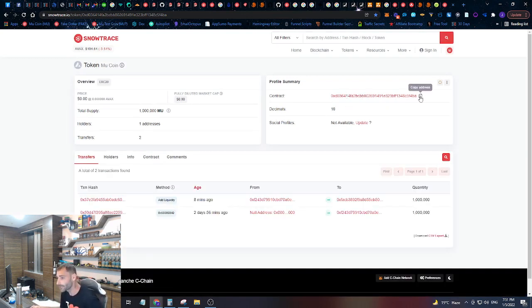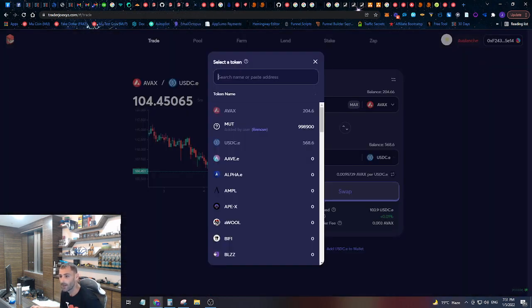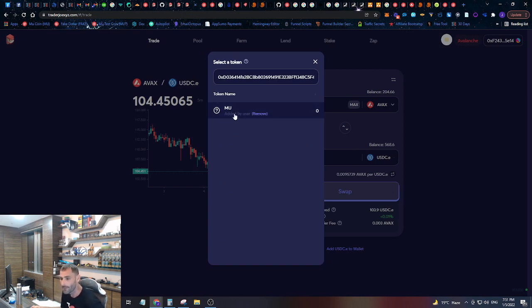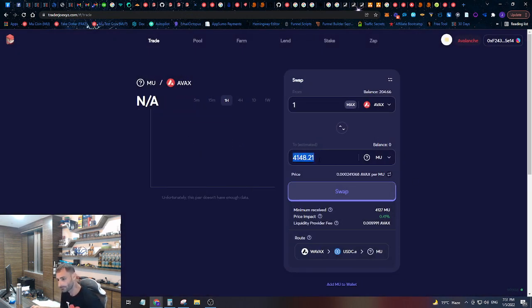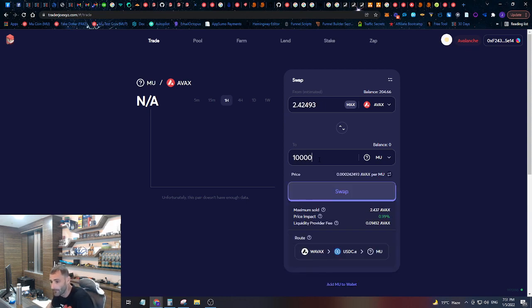So I'm going to copy this contract address of my Mu coin, and I'm going to come back over here to Trader Joe's and I'm going to pop that in there. Okay. So I'm going to go in and buy 100,000 Mu coin. And you can see this is going to cost me 26 Avalanche estimated. And you can look down here and you can see the route. How is this trade going to happen?